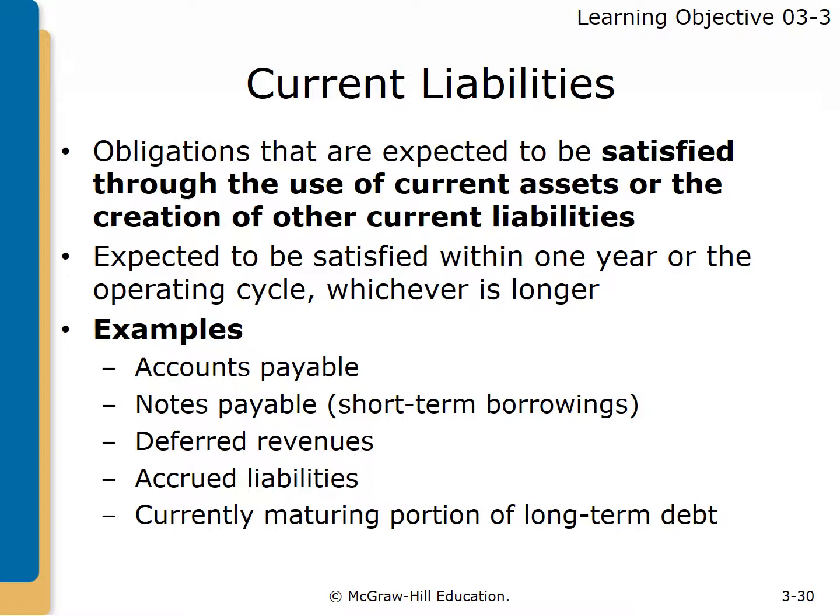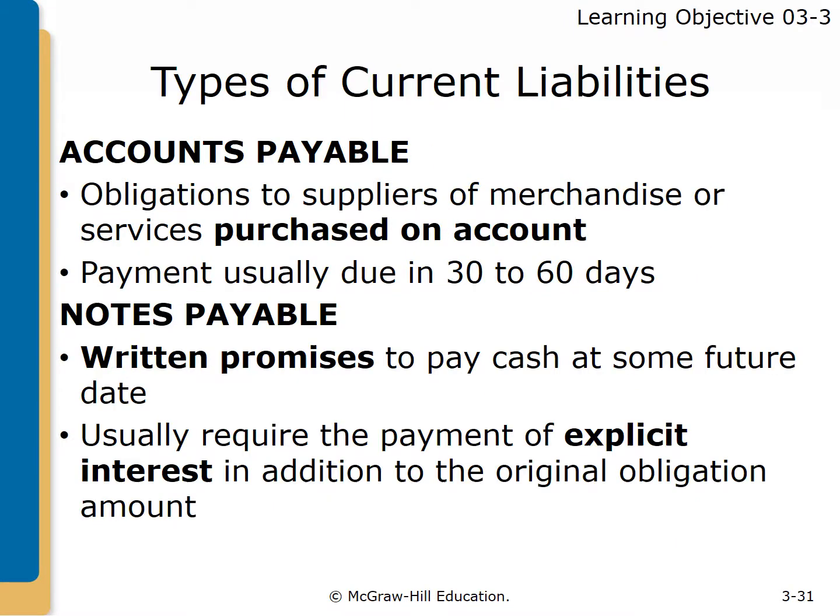Obligations that are expected to be satisfied through the use of current assets or the creation of other current liabilities. They're expected to be satisfied within 1 year or their operating cycle, whichever is longer. So accounts payable, short-term notes payable, unearned or deferred revenues, accrued liabilities, and the currently maturing portion of long-term debt. Let's take a look at these in more detail.